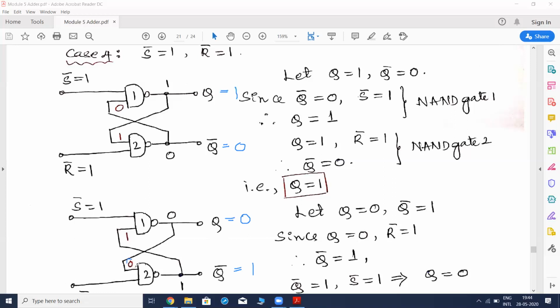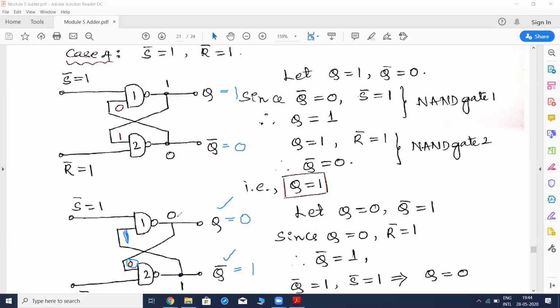So when Q is 0, here we are getting 0. That means to NAND gate 2, one of the inputs became 0. When any one of the inputs is 0, obviously we are getting the output as 1. Right? We have got 1 over here. That 1 will appear in this particular input, which is NAND gate 1. Here, both the inputs are 1, 1. As a result, we are getting Q as 0.